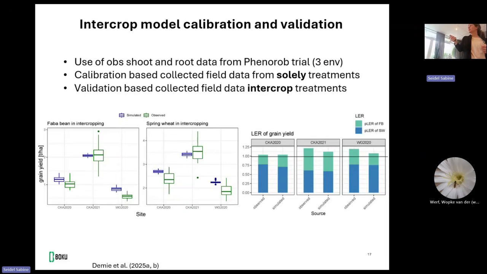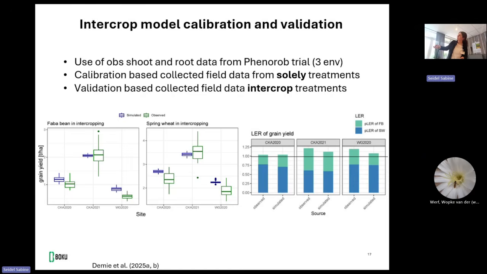What we have done is we used the data from 3 of the 4 environments. What you usually do is you calibrate the model against the soil treatments. That means you use all the data you have, the weather data, soil data, and so on, and then you run the model against the observations. If, for instance, the absolute yield is a bit lower, you increase, for instance, the radiation use efficiency, or you adapt the model a bit. And then you validate it against the intercrop treatments.